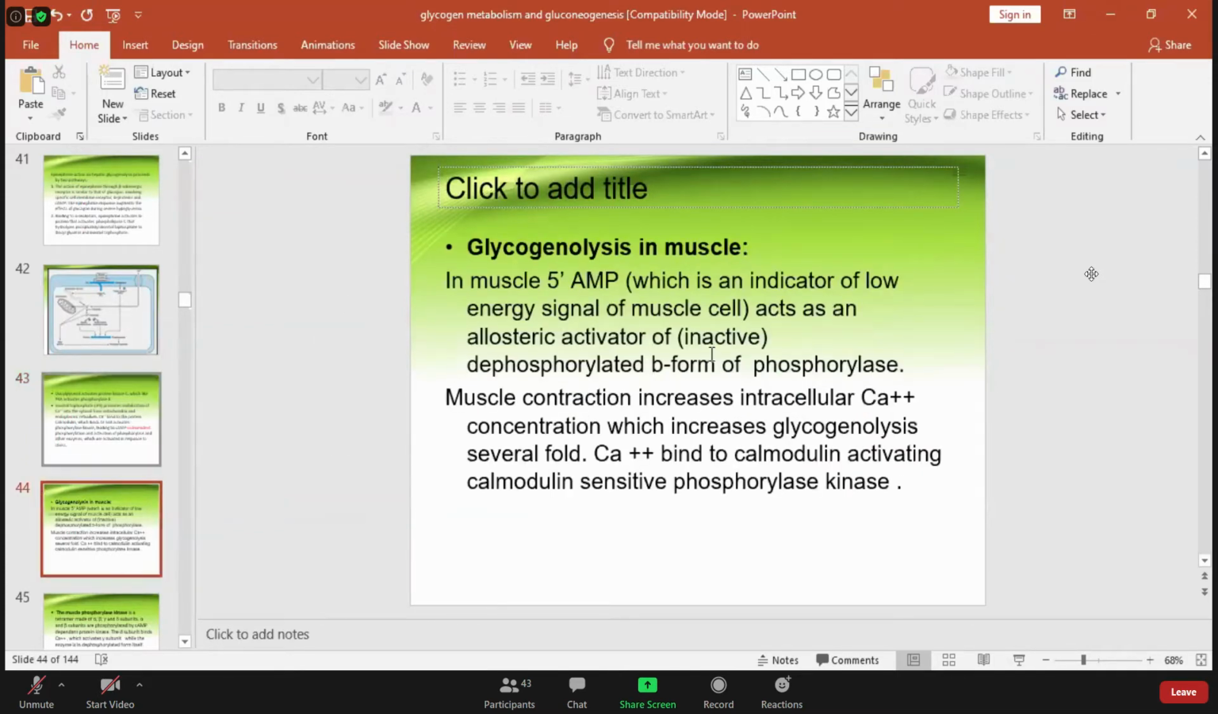But glycogenolysis in muscle is slightly different. In muscles, 5' AMP acts as an allosteric activator of the dephosphorylated B form of phosphorylase. Muscle contraction increases intracellular calcium concentration. So as muscle contracts, intracellular calcium concentration will increase. This increases glycogenolysis several fold. Calcium ions bind to calmodulin, activating calmodulin sensitive phosphorylase kinase.